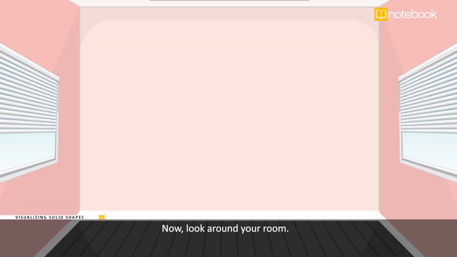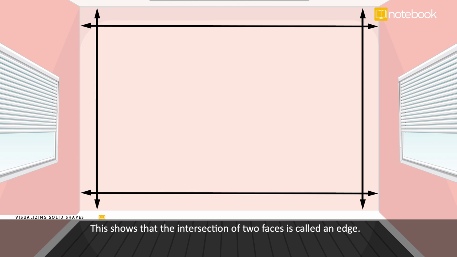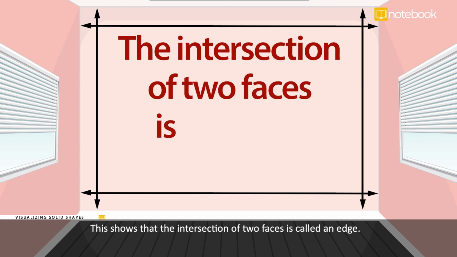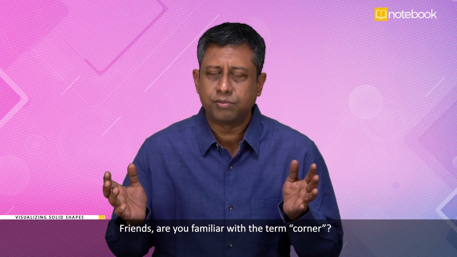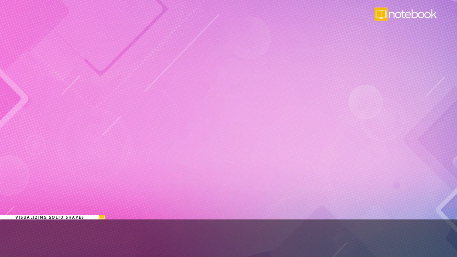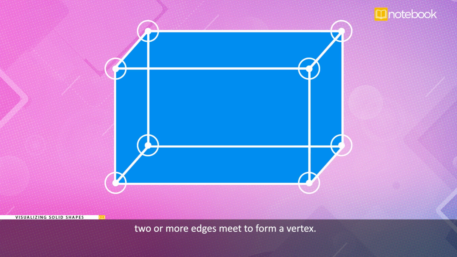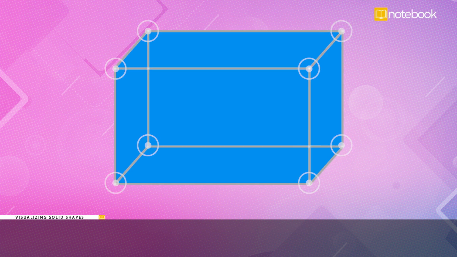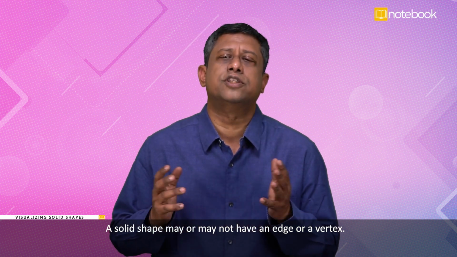Now look around your room. Can you see the linings on the corners of the wall? These are nothing but edges. This shows that the intersection of 2 faces is called an edge. Friends, are you familiar with the term corner? In geometry, it has a quite different meaning. Just like 2 faces meet to form an edge, 2 or more edges meet to form a vertex. A solid shape may or may not have an edge or a vertex.